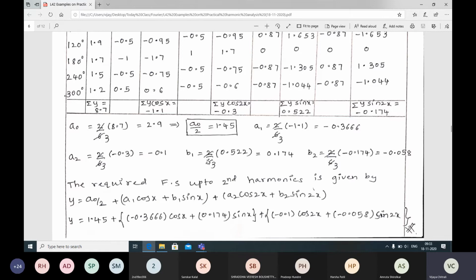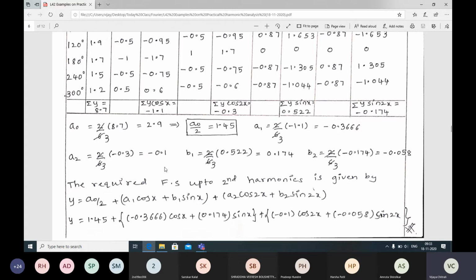So this is a2. Now find b1. So b1 is 2 by capital N, capital N is 6, and the summation of y sin x is 0.522. 2 ones are 2, 3 threes are, 0.522 divided by 3 is 0.174. And b2 is equal to 2 by capital N, capital N is 6, and the summation of y sin 2x is minus 0.174. 2 ones are 2, 3 threes are, minus 0.174 divided by 3 is minus 0.058.